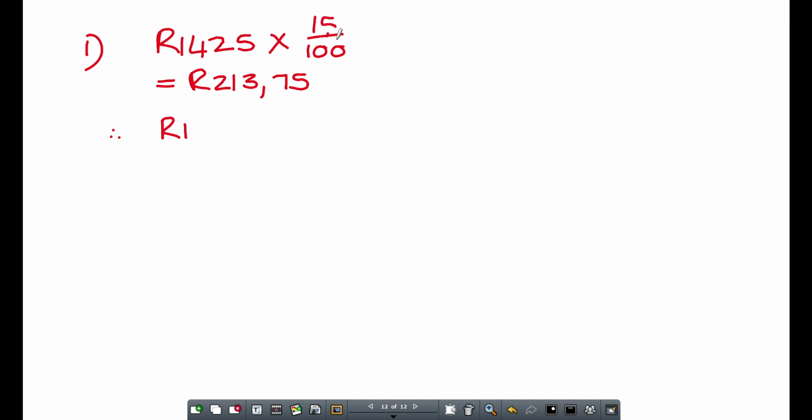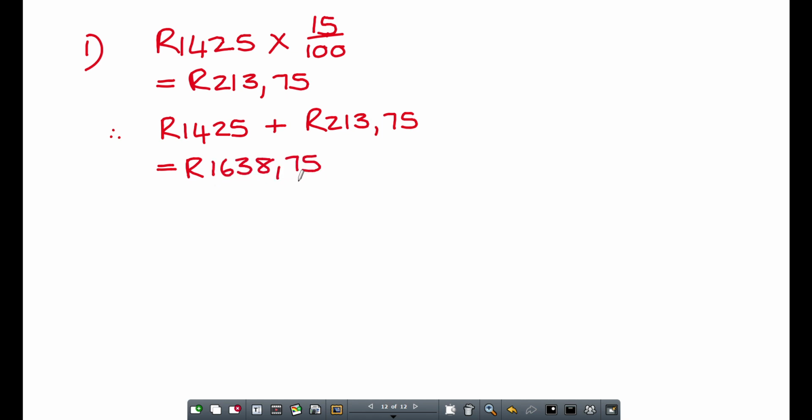Okay, so dan wat ek gaan doen, is ek vat die oorspronklike prys van 1,425 en ek gaan tel by my tax van R213.75, which means that the VAT inclusive price would then be 1,638 rand and 75 cents.